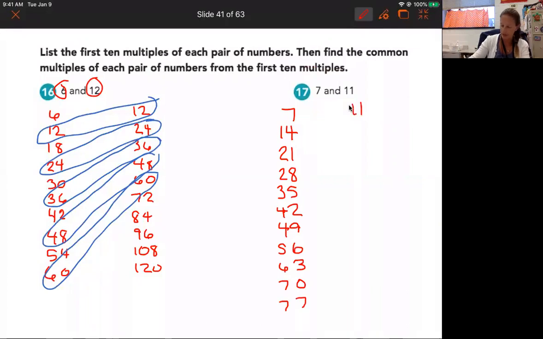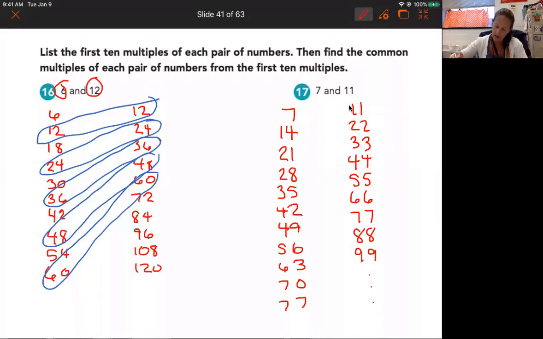For 11, we've got 11. 11s are fun. 22, 33, 44, 55, 66, 77, 88, 99, and so on, right? So we want to find our common ones. I know that my first common one is going to be 77, and they didn't share one before that.